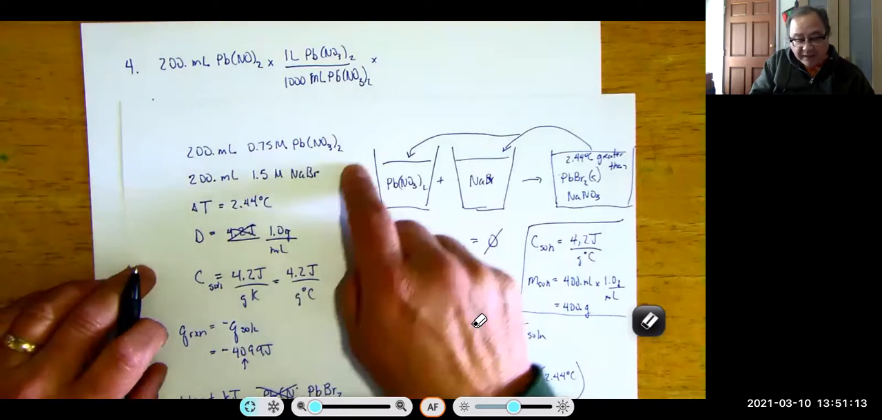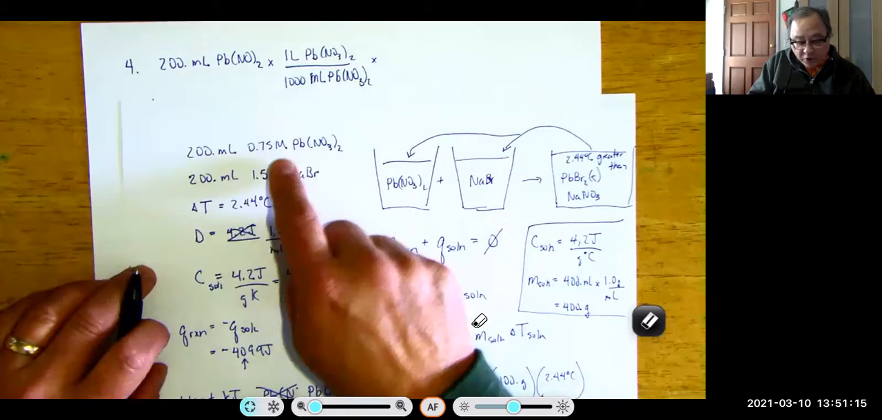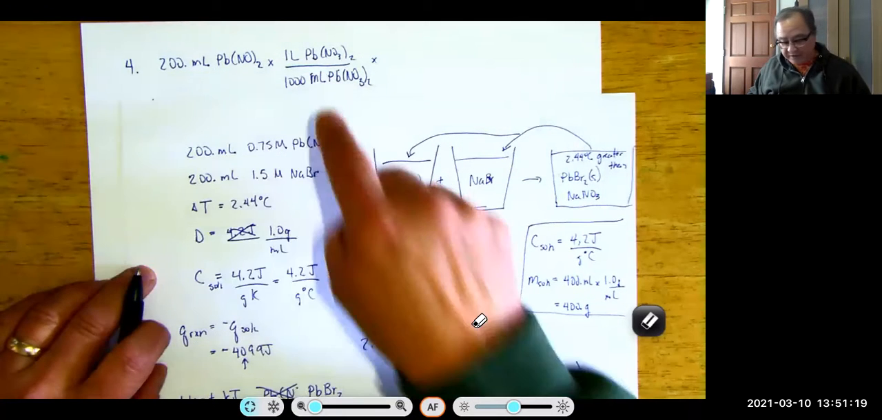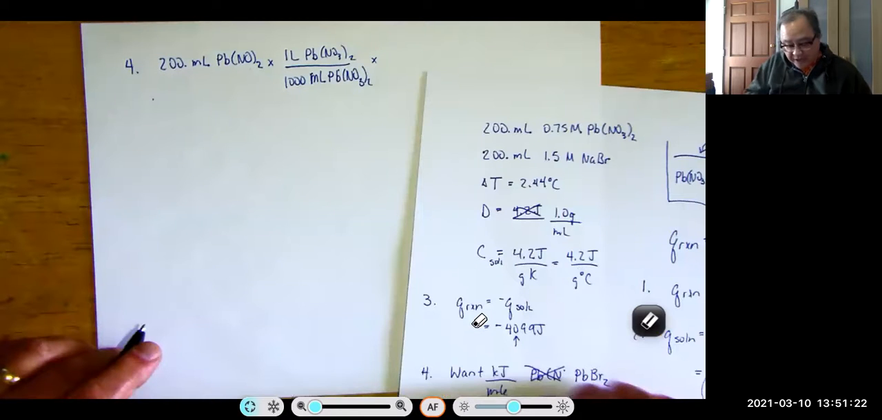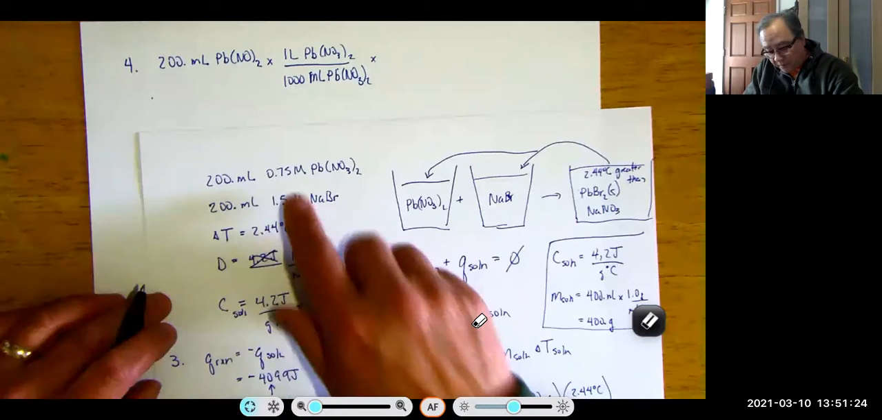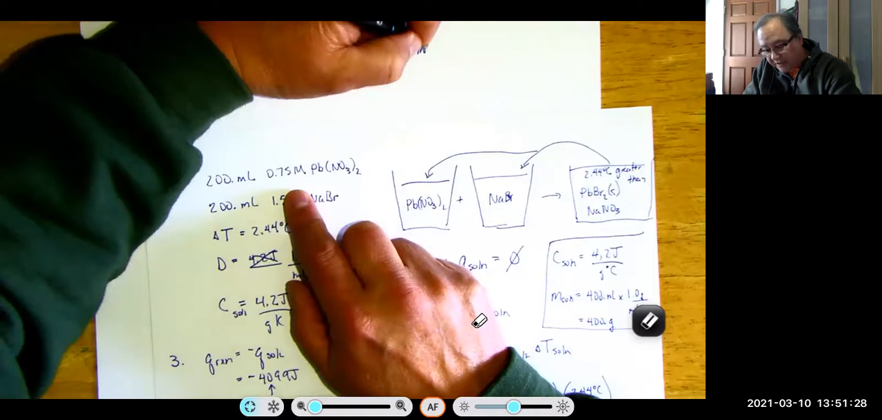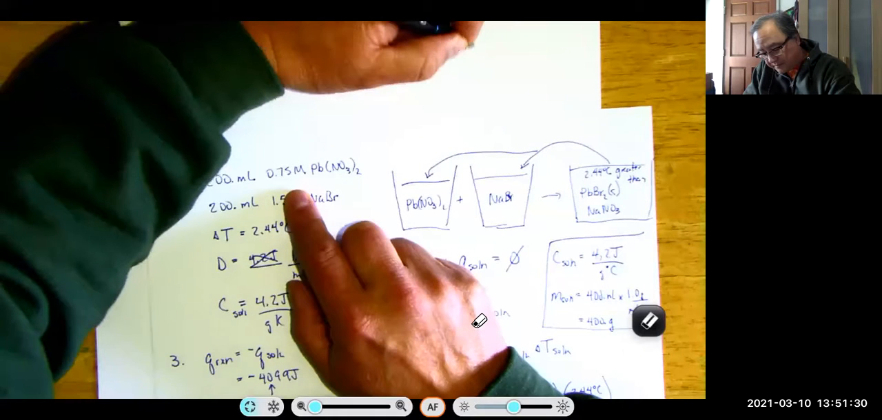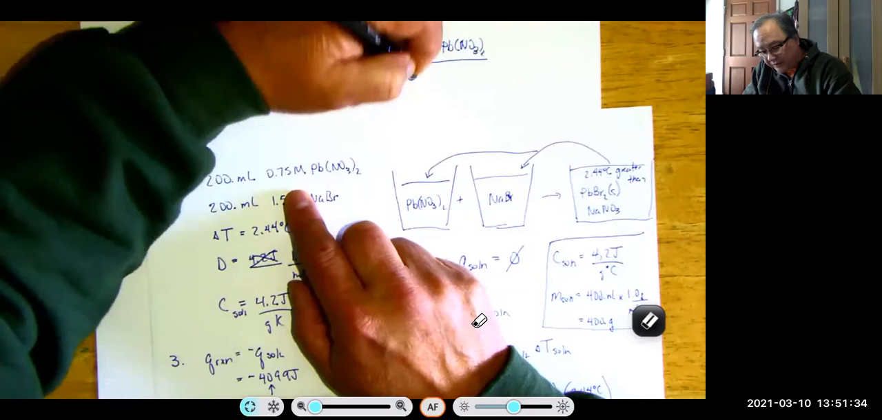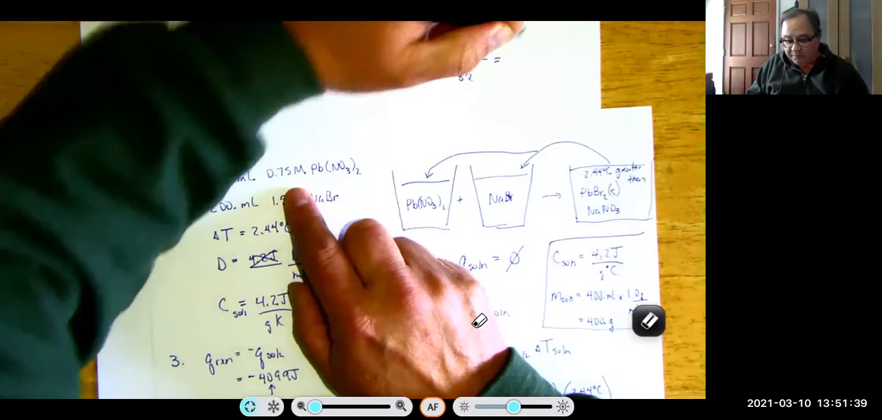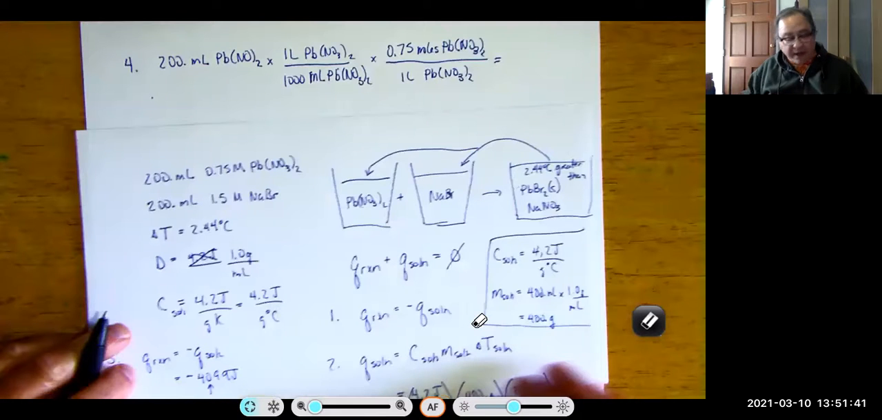So here I have milliliters, and if I want to use moles per liter, I need to take that and change it into liters. So now I can use this concentration of 0.75 moles of lead 2 nitrate per 1 liter of the lead 2 nitrate solution. So that gives me moles of lead 2 nitrate, but you know what? I'm not going to stop there.